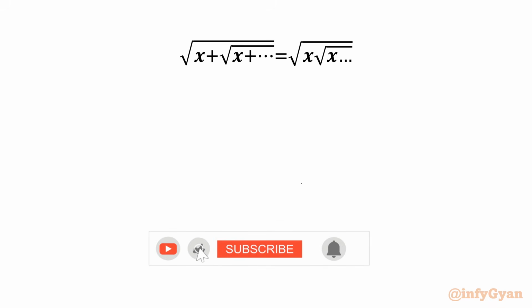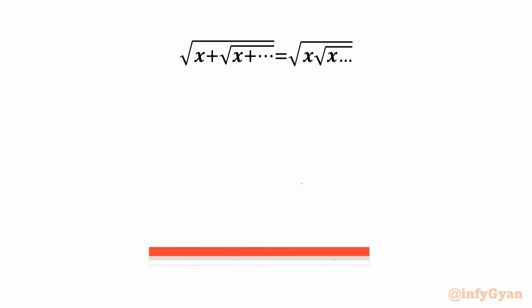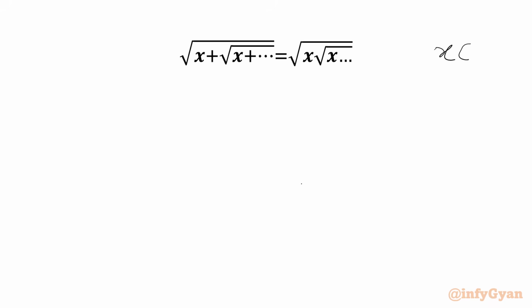Today in this video, we have another very interesting question from infinite nested equations. We have square root x plus square root x plus square root x up to infinity equals to square root of x times square root of x times square root of x up to infinity. And we'll be solving for real values of x.